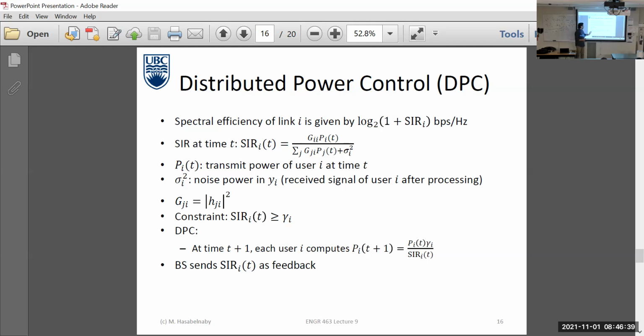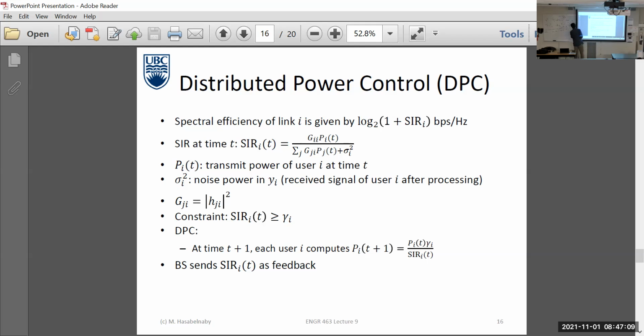Okay, so at time t equal 1, we know the transmitted power. This is the initial value of each user. After that, the base station will tell the user to adjust his power level. How?